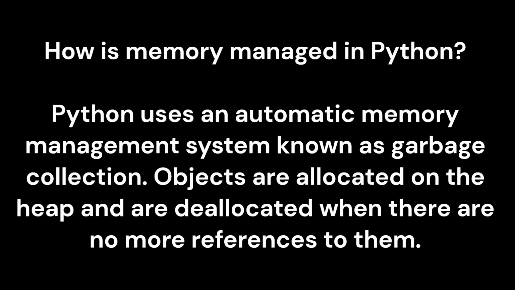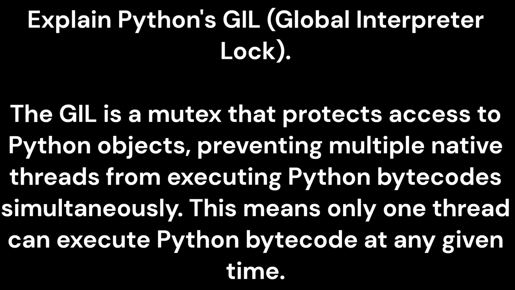Python uses an automatic memory management system known as garbage collection. Objects are allocated on the heap and are deallocated when there are no more references to them. Explain Python's GIL, Global Interpreter Lock.